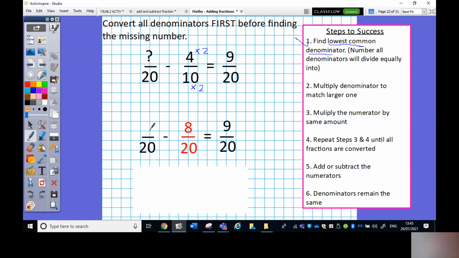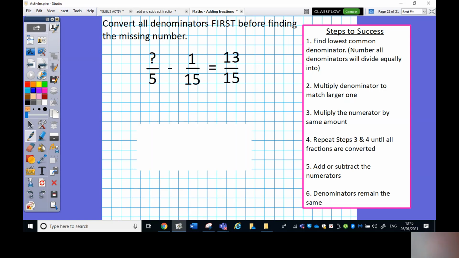If I take 8 away from a number, it will give me 9. So I think I need to add them first. 8 plus 9 equals 17. So let me write that down and see if that's right. 17 take away 8, yes, is 9. Okay, that's fine. Great.